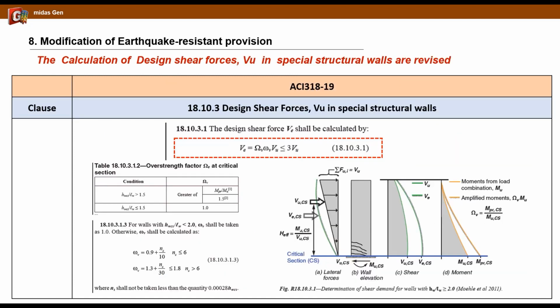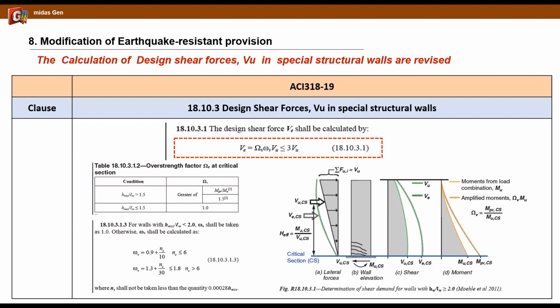Design shear forces in special structural walls in ACI 318-14 shall be obtained from the lateral load analysis in accordance with the factored load combinations. In ACI 318-19, the design shear force shall be calculated by equation 18.10.3.1 as Ve, additionally multiplying the overstrength factor omega v and the omega v factor to account for dynamic shear amplification.